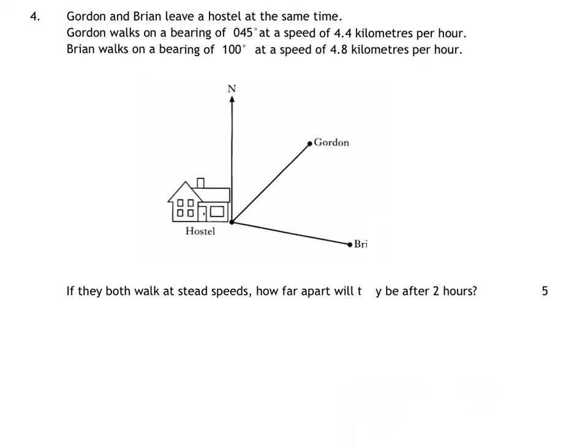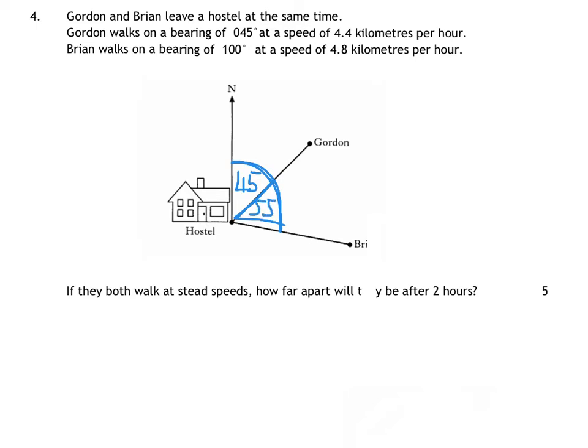Okay, bit of trigonometry, no one ever likes these ones. So we have Gordon walking on a bearing of 45. So that means this angle here is 45, from north to Gordon. Brian walks on a bearing of 100, so right the way around from north to 100 is Brian. So the angle in this triangle is 100 take away 45, which is 55. So I'm going to put a 55 in there.